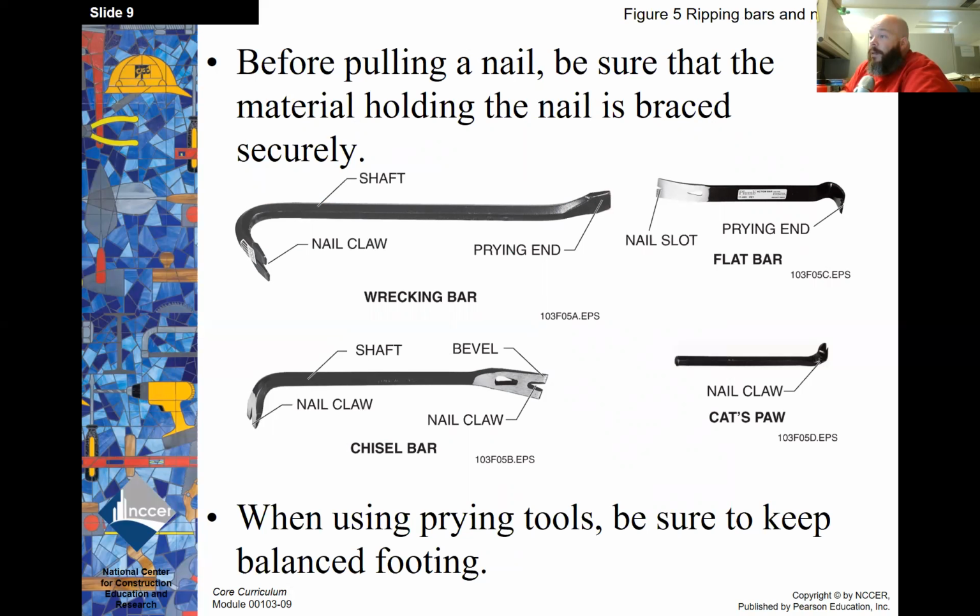So a few different types of bars here. We have a wrecking bar, flat bar, chisel bar, and a cat's paw. And cat's paws are mainly used when you're trying to remove nails that have been seated fully.